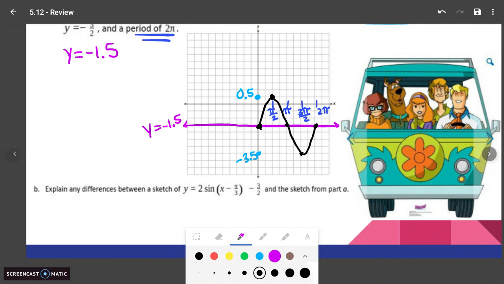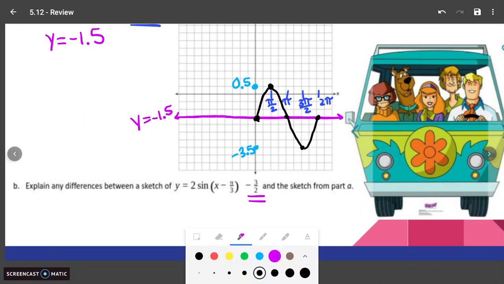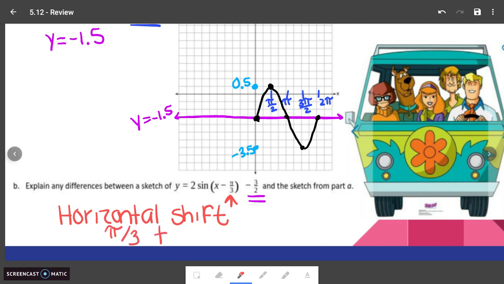Well, so far the midline is still the same. The only thing that is different is this negative pi thirds. That's a horizontal shift, remember. So that's my horizontal shift, and it's pi over 3 to the right, because remember, the right is when you have that negative in there.